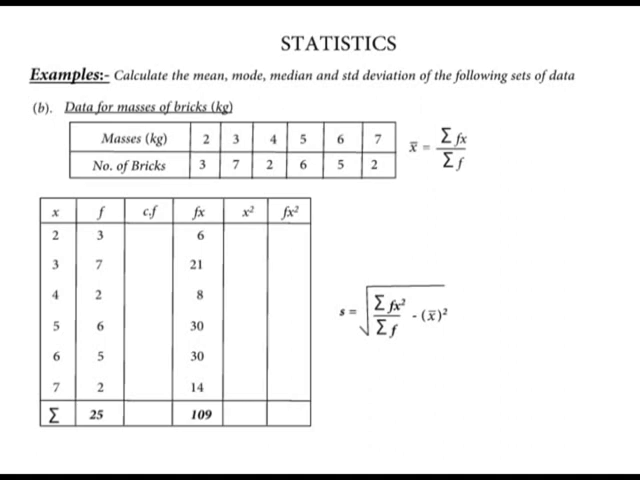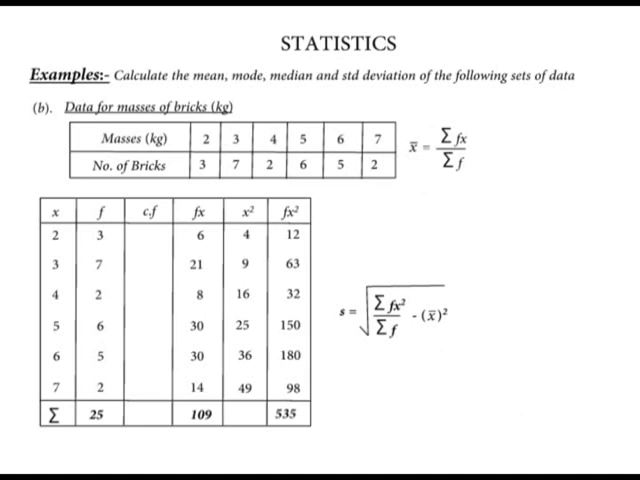Next, x squared. We square each observation. 2 squared is 4. 3 squared is 9. 4 squared is 16. Then we have 25, 36, and 49. Then we multiply f times x squared. So we have 3 times 4 gives us 12. 7 times 9 is 63. 2 times 16 is 32. 6 times 25 is 150. And we have 180 and 98. The summation of f times x squared is 535.